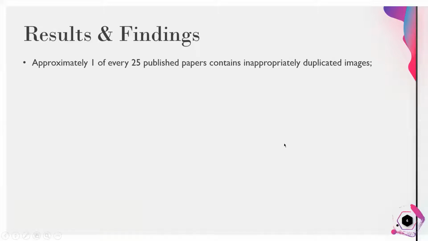Okay, so the results and findings. We know that approximately 1 of every 25 published papers contains inappropriately duplicated images. As stated by the author, this is an underestimated value and could contain data anomalies as well. Since only image data were analyzed, the errors in numerical data, tables, or graphs are still unknown. There could be more, but we are still not aware. Only duplicated images within the paper were examined. So if there was an image in one paper and a duplicate in a second paper, those were not checked for.